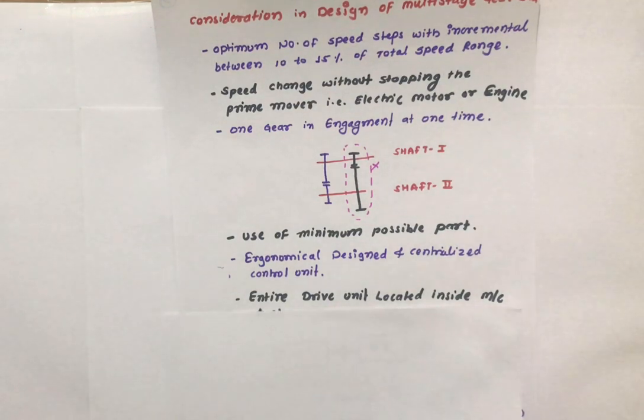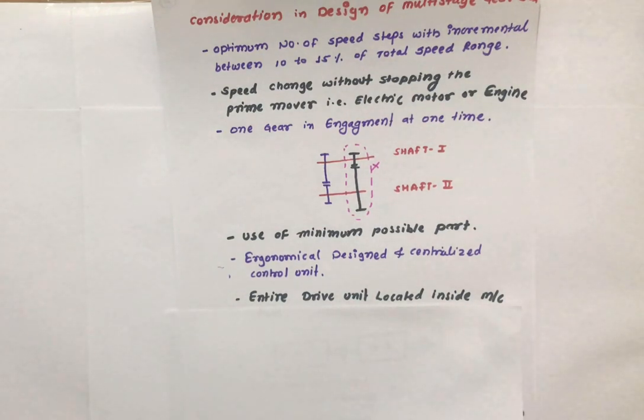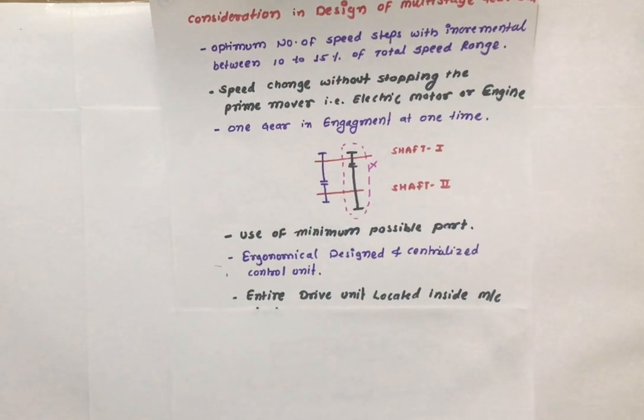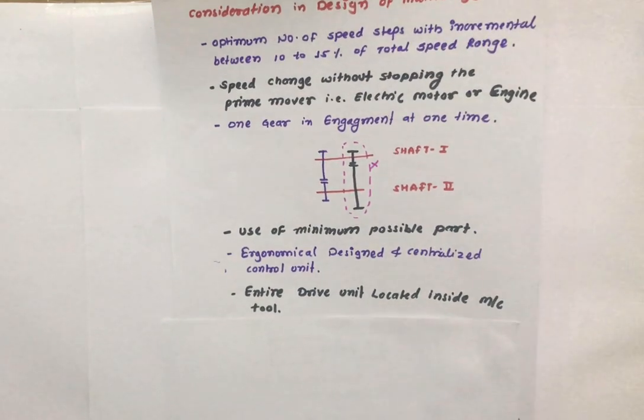That is, first is the optimum speed with step speed increment of 10 to 15% of total speed range. Second, that speed change occurs without stopping the prime mover. Third is one gear in engagement at a time. Then use of minimum possible parts, ergonomically designed and centralized control unit, and the entire drive unit located inside the machine tool.